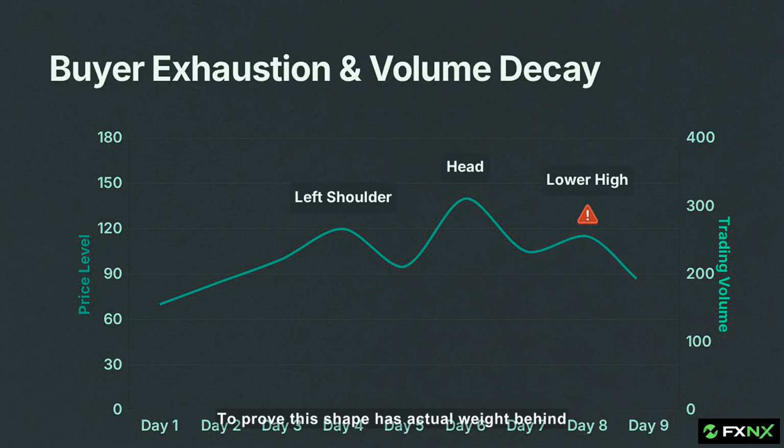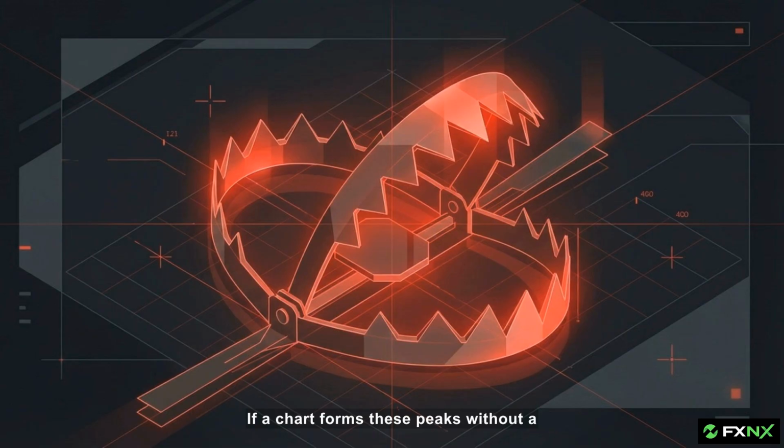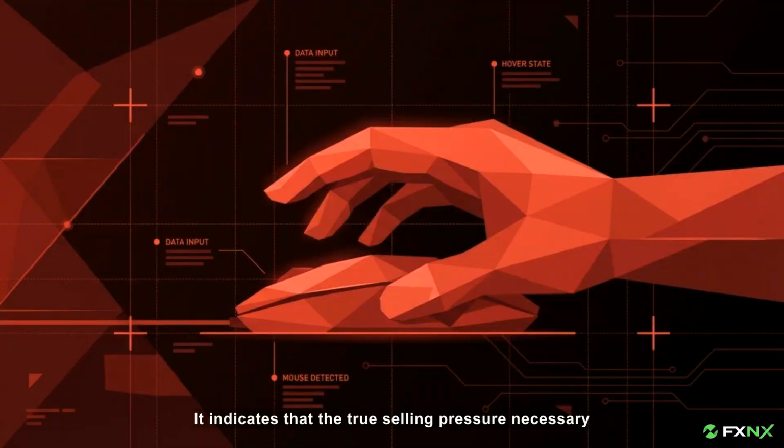To prove this shape has actual weight behind it, we look at volume, the total amount of an asset being traded over a specific time. You want to see high volume on the first peak, a slight fade at the head, and critically low participation as that final lower peak forms. If a chart forms these peaks without a corresponding decay in volume, it is a trap. It indicates that the true selling pressure necessary for a reversal hasn't arrived yet.